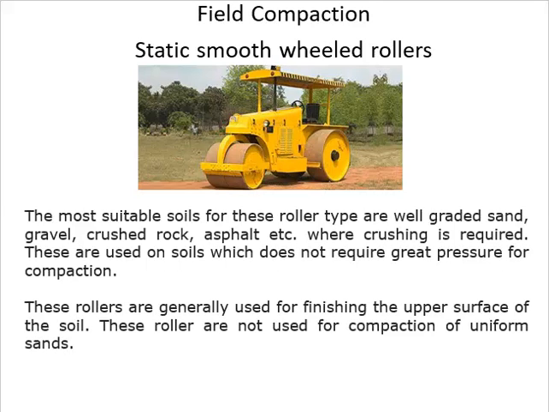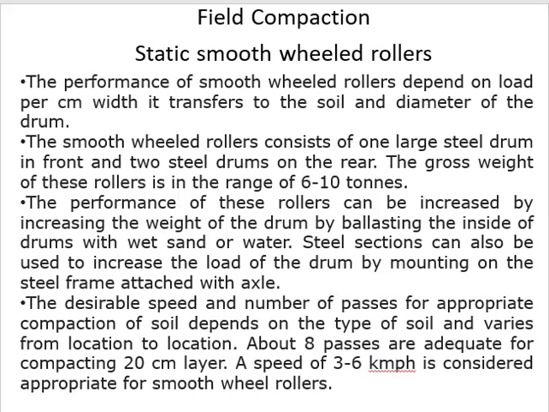The desirable speed and number of passes for appropriate compaction of soil depends on the type of soil and varies from location to location. About 8 passes are adequate for compacting 20 centimeter layer. Then a speed of 3 to 6 km per hour is considered appropriate for smooth wheel rollers.